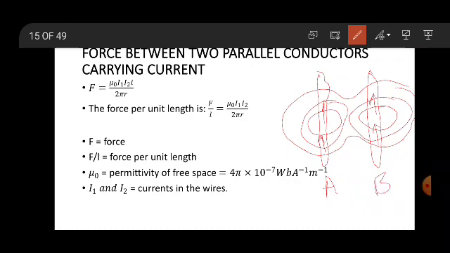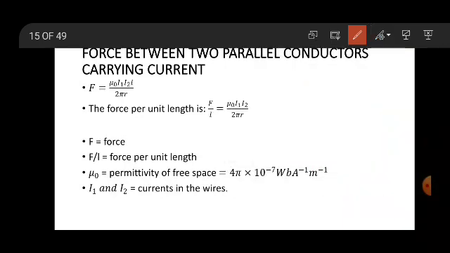You can check your textbooks for more explanations on the drawing. So the force experienced by each of them is given by mu naught I1 I2 L all over 2 pi r. The mu naught there is the permeability of free space, which has a value of 4 pi times 10 to the power minus 7. That's a constant. Then I1 and I2 are the currents in the wires. L is the length of the wire. R is the distance between the two wires. Okay.